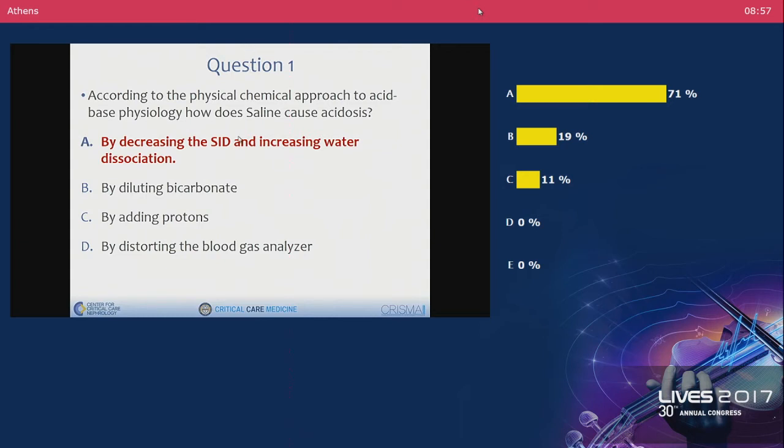It's not because I dilute the bicarbonate. It's not because I add protons. This is very important, actually. I'm delighted that very few people chose that answer because this is something that's been kicking around in the literature, maybe not in the literature, but in the folklore in medicine for some time. People say, oh, the acid-base status is affected by the fact that normal saline has a pH of 6.5. Do you know why normal saline has a pH of 6.5?